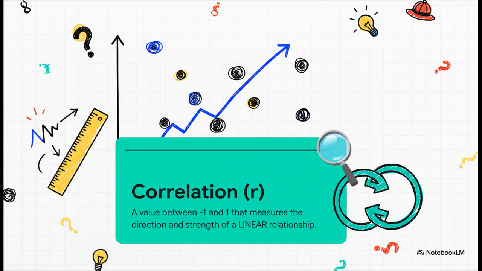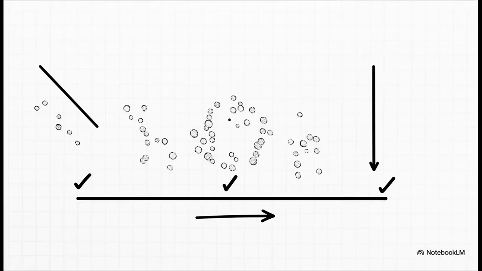It's a real powerhouse tool. So how do you read this R value? It's actually pretty simple. If R is positive, the relationship goes up. If R is negative, it goes down. The closer that number gets to either 1 or -1, the stronger that straight line relationship is. And if it's hovering around 0, that means there's a really weak linear connection, or maybe none at all.